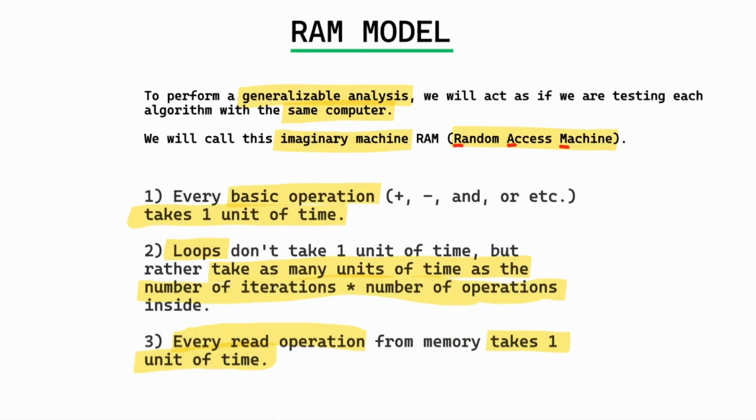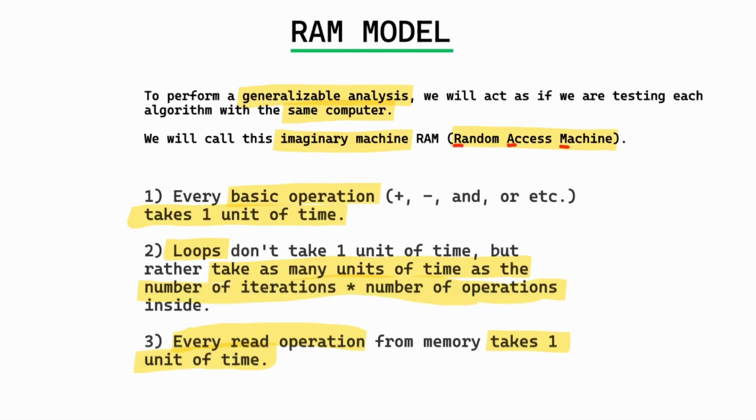Number 2 is loops. Loops take 1 unit of time per iteration because you're doing the same thing over and over again. Let's say that you're adding, but addition would take once, but if you're looping 20 times, then it would take 20 times, right? So loop will be calculated by multiplying the number of iterations with the number of operations inside the loop.